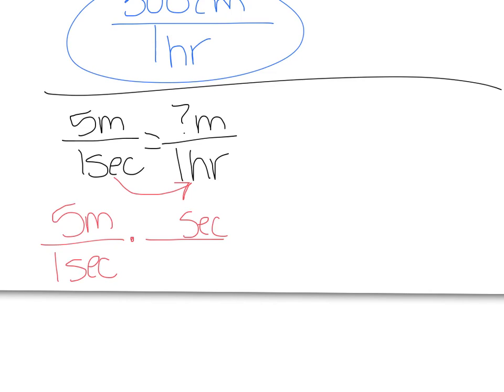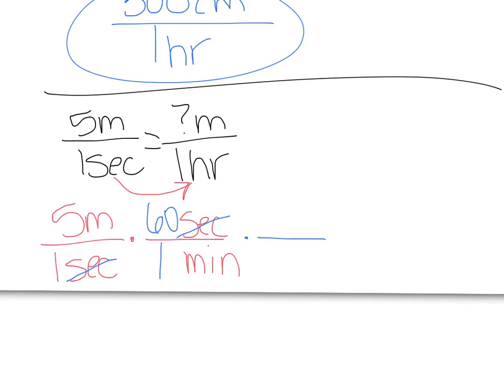Now, you may know an easy way to get from seconds to hours, but it might be easier to first go from seconds to minutes. If you notice here, my seconds will cancel out because they're on opposite sides of my fraction bar. But how many seconds are in 1 minute? We know that there's 60 seconds in 1 minute. But now I have meters over minutes. I don't want meters over minutes. I want meters over hours.